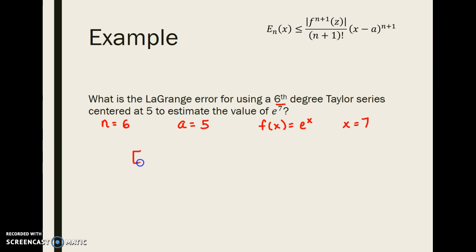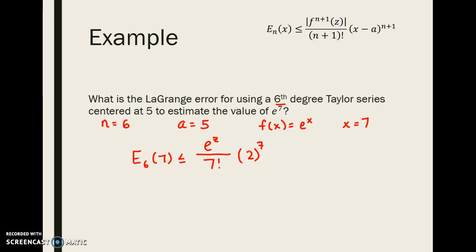All right, so if I set up E sub 6 of 7 is less than or equal to, well, luckily the 7th derivative of e to the x is still going to be e to the x. So this will be e to the z. I don't know what z is yet. I don't need absolute value bars because I know that's already positive. And then this would be 7 factorial. And then we're going to do x minus a, so 7 minus 5 to the 7th power.